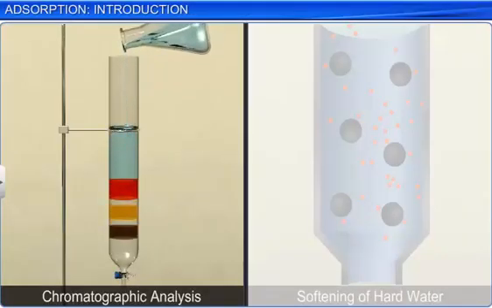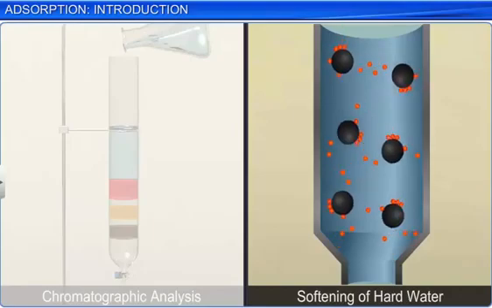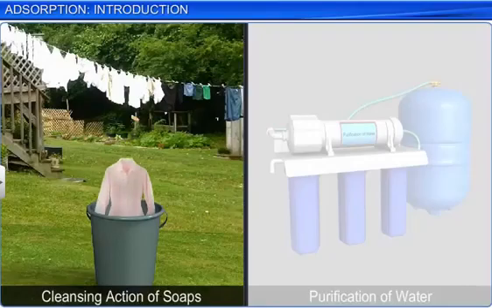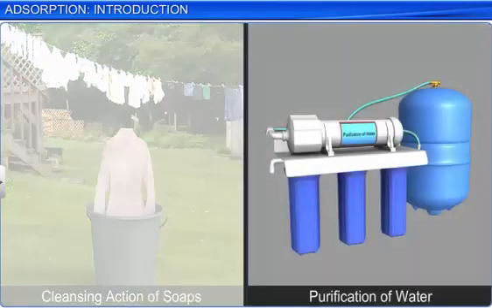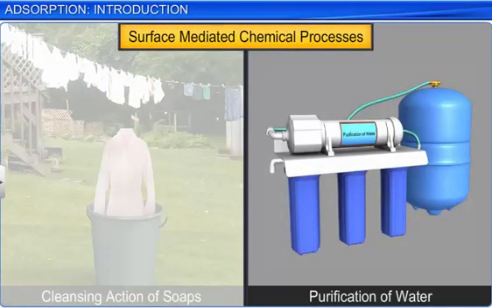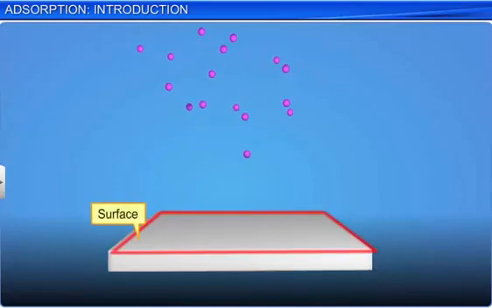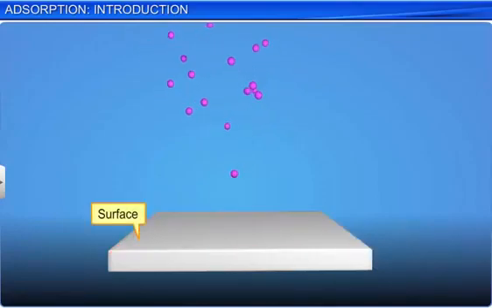Chromatographic analysis, softening of hard water, the cleansing action of soaps, and purification of water are all surface-mediated chemical processes. In these examples, the reactions occur at the surface. The branch of chemistry that deals with the study of the phenomena that occur on the surface or interface, that is, at the boundary separating two bulk phases, is known as surface chemistry.